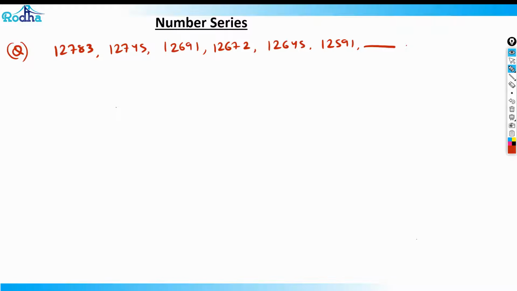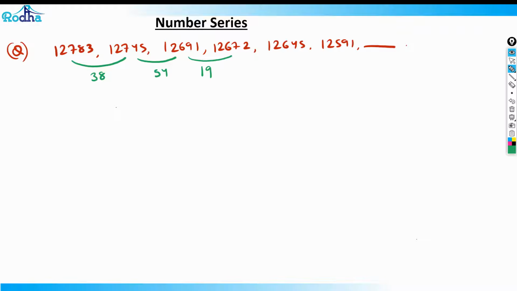Okay, then you need to think over it, right? Now, if you observe here, basically you just take the difference. Since the series is small, I take the difference. From 783 to 745, the difference is 38. Fine. From 745 to 691, the difference is 54. Okay. From 691 to 672, the difference is 19.